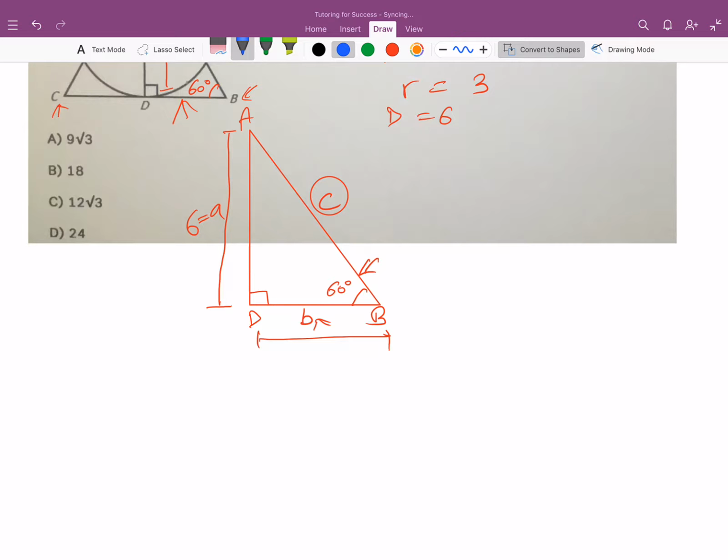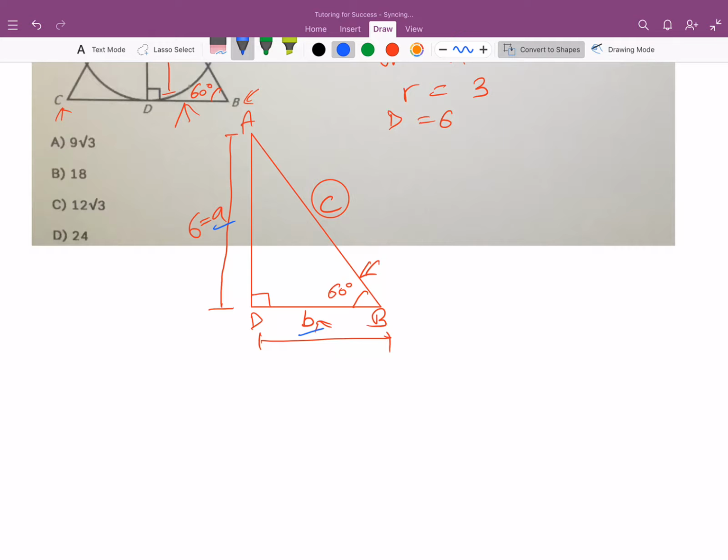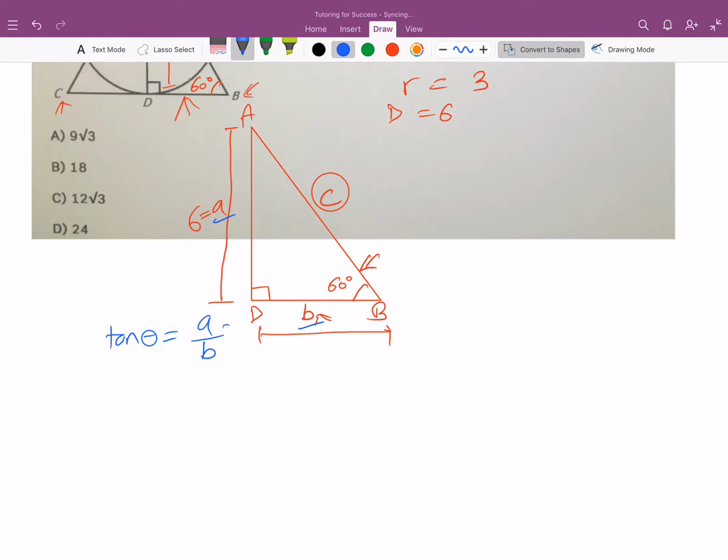So I need a trigonometric expression which has A and B in it, and the only one I find is tangent. If I use tangent, tangent of theta would be A over B, opposite over adjacent. From your trigonometry class, if you have taken it, this is the expression you would use. In my case, tangent of 60 degrees equals A over B. A I already know, which is 6, and B I don't, so I just write it as B.